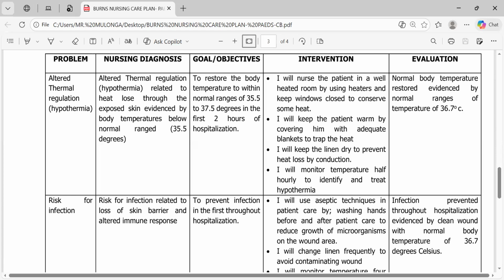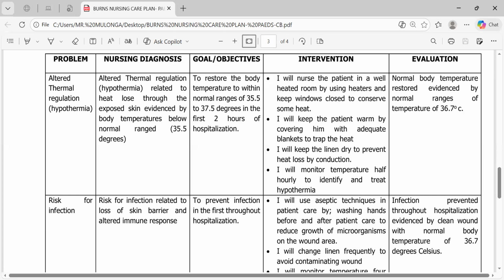So outer thermoregulation, which is hypothermia. Outer thermoregulation, hypothermia related to heat loss through exposed skin evidenced by body temperature below normal range, which is 35.5 degrees Celsius. So we are saying this child will have a body temperature, let's say, which is 34 degrees Celsius. The goal is to restore the body temperature to within normal ranges of between 35.5 degrees Celsius to 37.5 degrees Celsius in the first 2 hours of hospitalization.